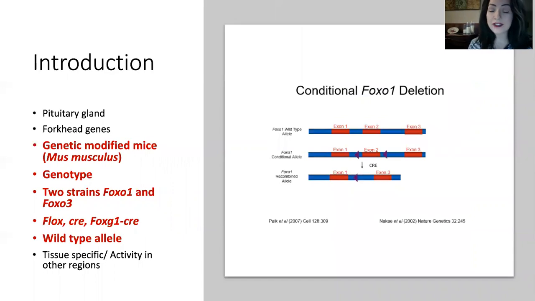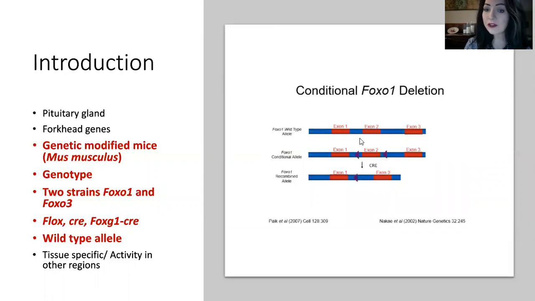We use genetically modified mice for the role of observing these forkhead transcription factors in pituitary gland development and function. We also use a cre-lox mediated technology to create tissue-specific deletion or tissue-specific expression. And so what we're seeing here in this image is a FOXO1 wild type allele.